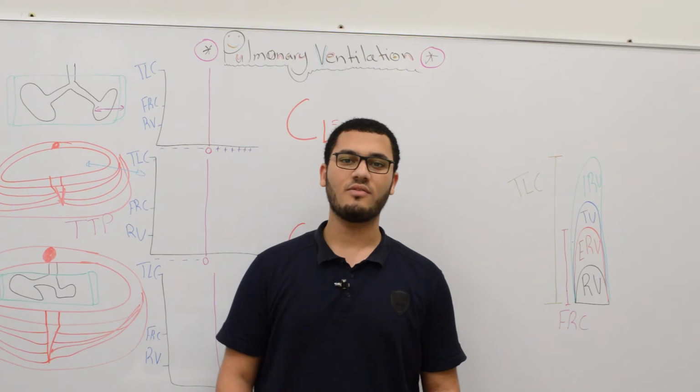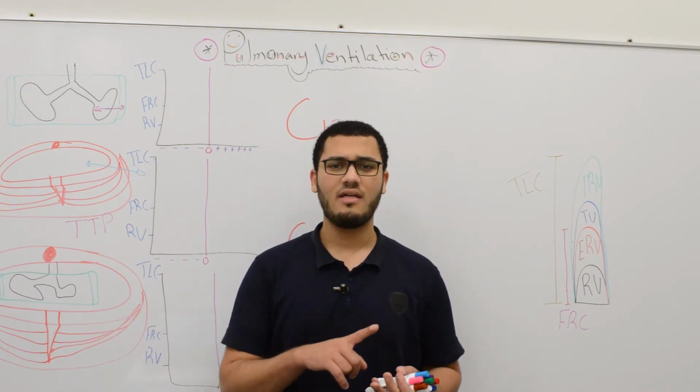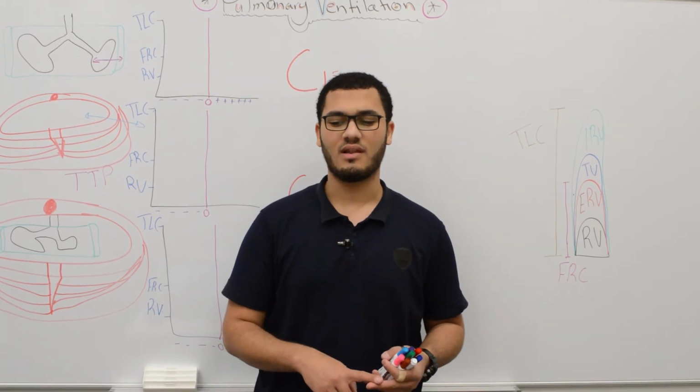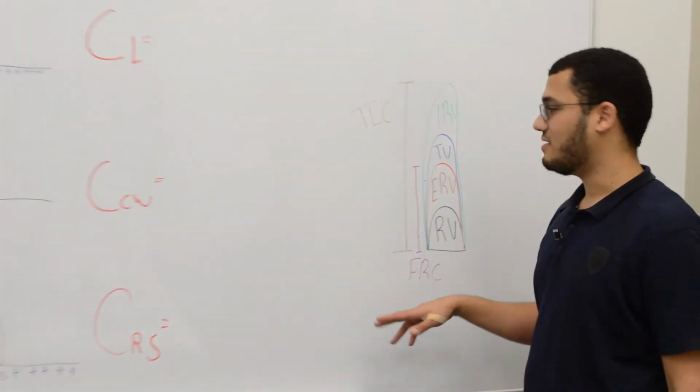This was an overview about pulmonary ventilation, and now I will continue with the second part. Now I'm going to talk about the lung compliance, the compliance of the chest wall, and the capacities and volumes in the lung. I'm going to start with the capacities and volumes in the lung.